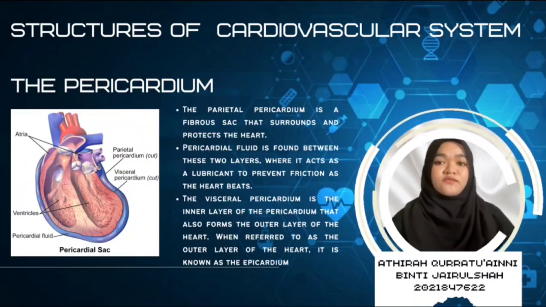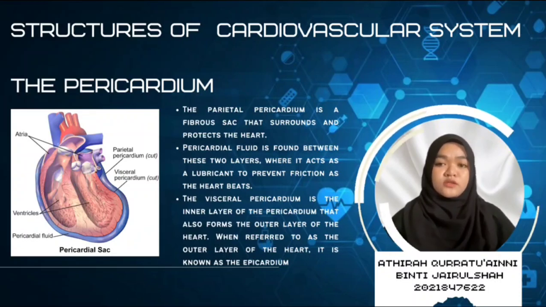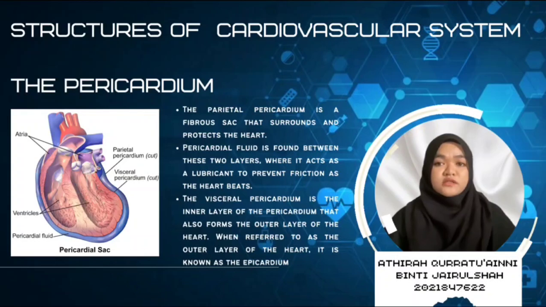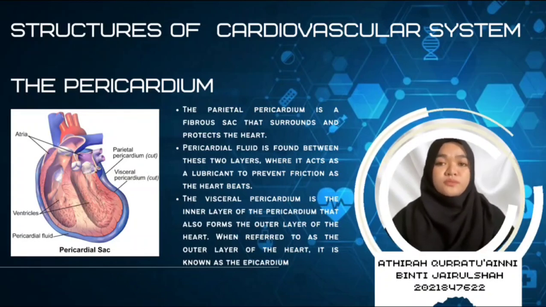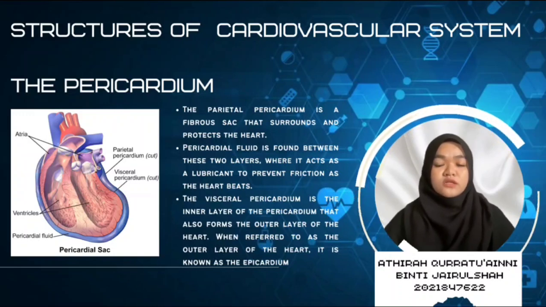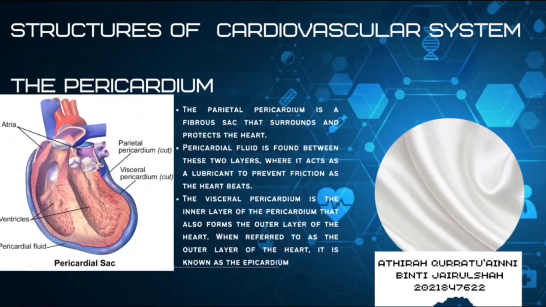Pericardial fluid is found between these two layers, where it acts as a lubricant to prevent friction as the heart beats. Meanwhile, the visceral pericardium is the inner layer of the pericardium that also forms the outer layer of the heart. When referred to as the outer layer of the heart, it is known as the epicardium.